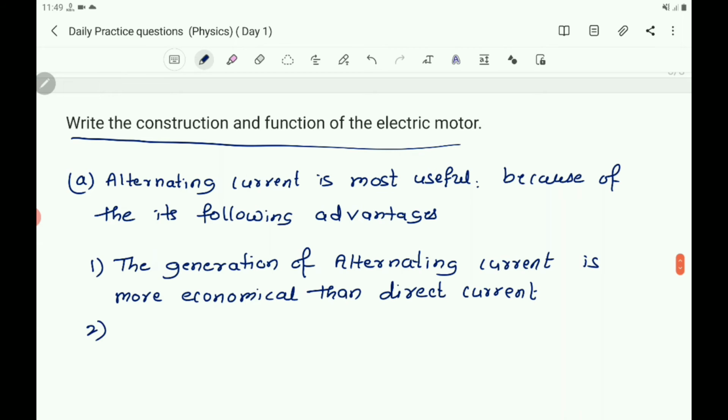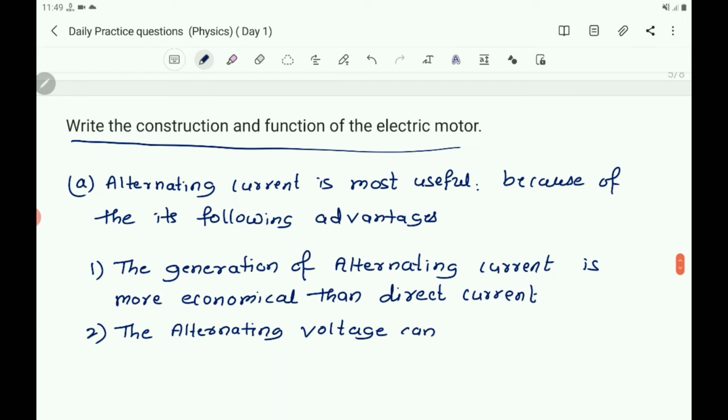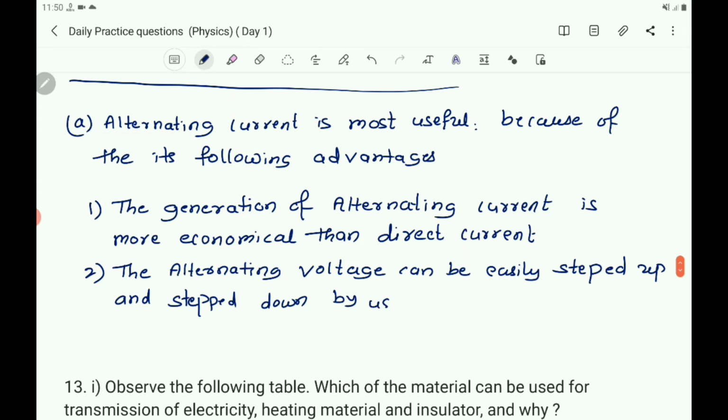Then also you write second one, the alternating voltage can be easily stepped up or stepped down by using a transformer.